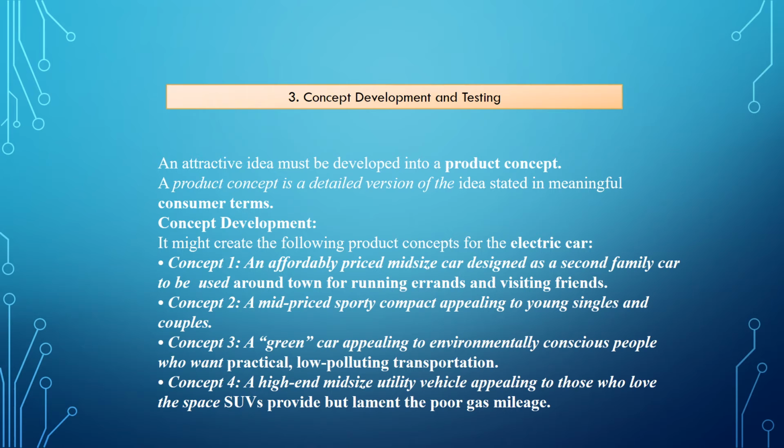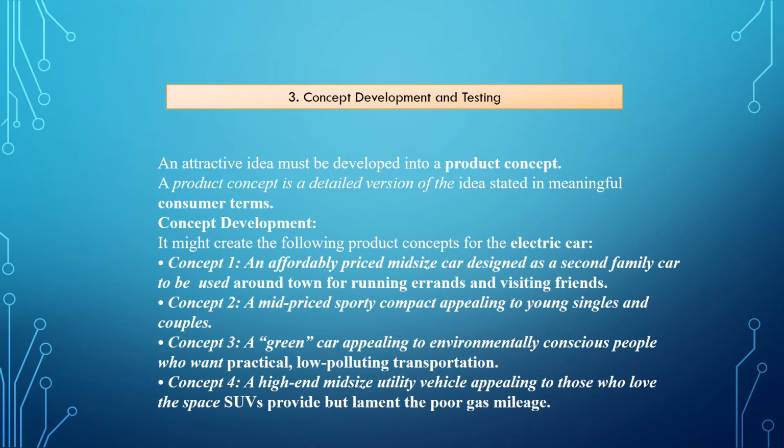It might create the following product concept for the electric car. For example, you make electric car, concept one, an affordable priced mid-size car designed as a second family car to be used around town for running errands and visiting friends. So this is a customer level. One, efficiency is there, cost effectiveness is there, and as well as family type is there.